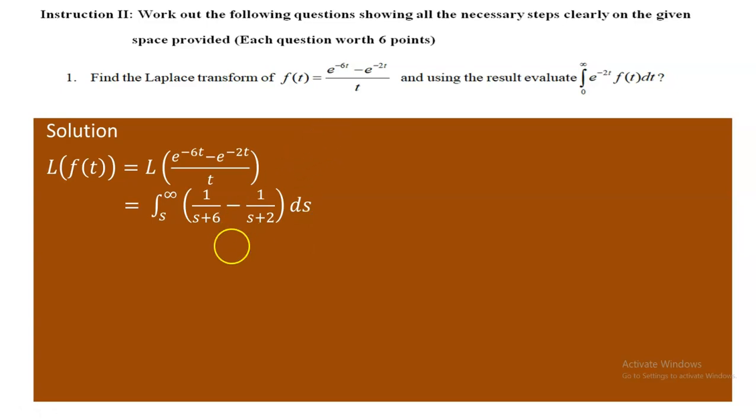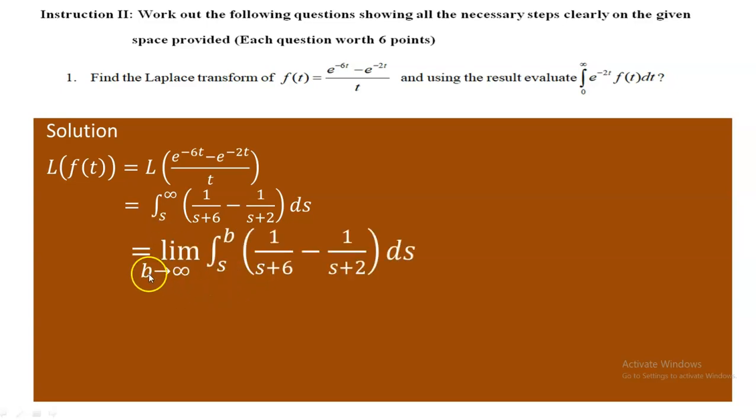Now from this you need to recall how you can find the improper integral of this one. This is going to be the same as this. As you see, b is going to infinity, so here infinity is replaced by b. So the limit from s to b as b goes to infinity of 1 over s plus 6 minus 1 over s plus 2 ds. Now, dear students, we need to find the integral of this one first, and then b and s are going to be evaluated one after the other.